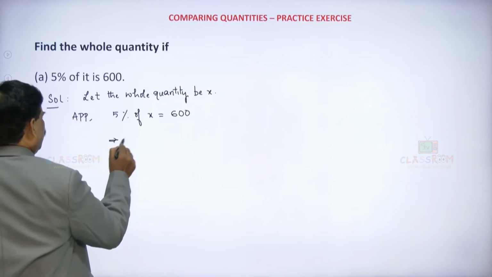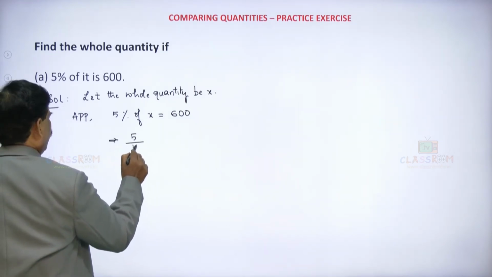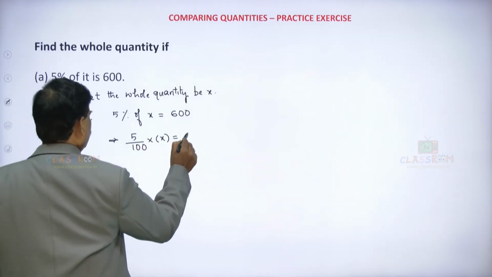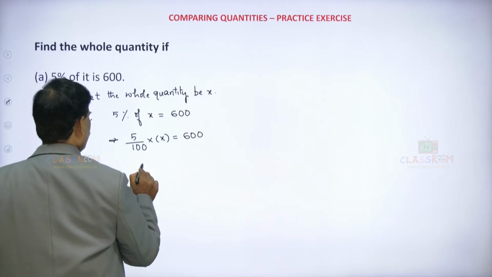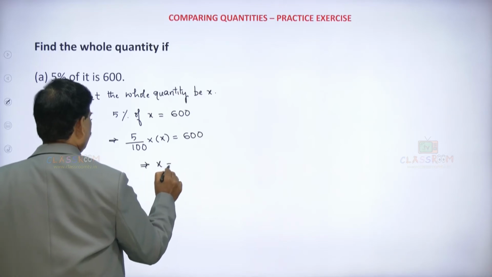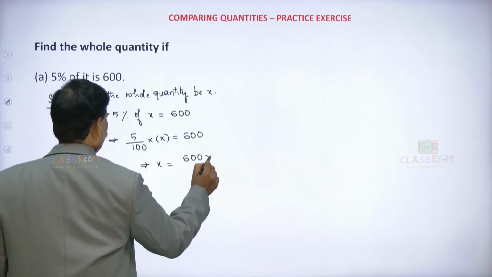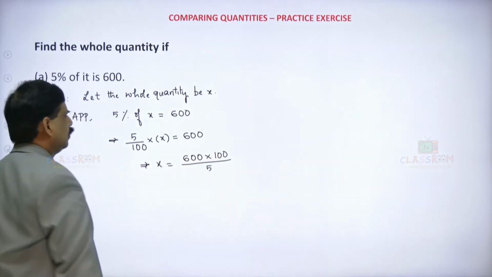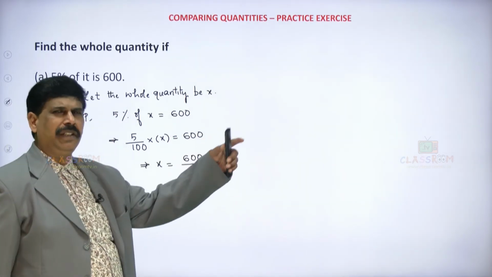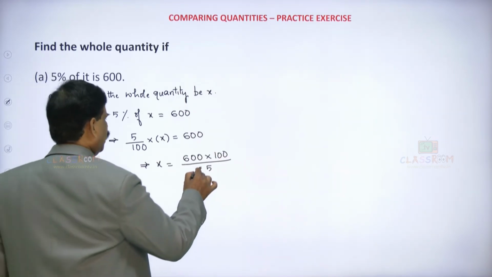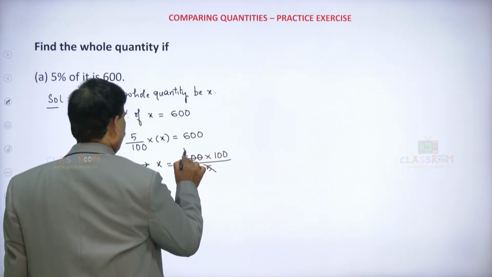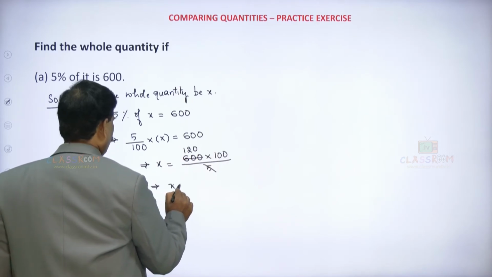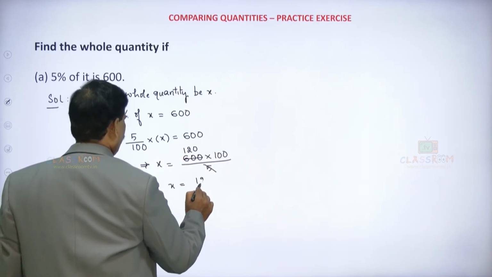So what is 5% of x? It is 5 by 100 into x, that is equal to 600. So what is x from here now? It is 600 into 100 by 5. Clear, the fraction will be reversed if it is taken to other side. Now it cancels, 5 ones are 5, 5 twos are 10. So x is equal to 120 into 100, it is 12,000.